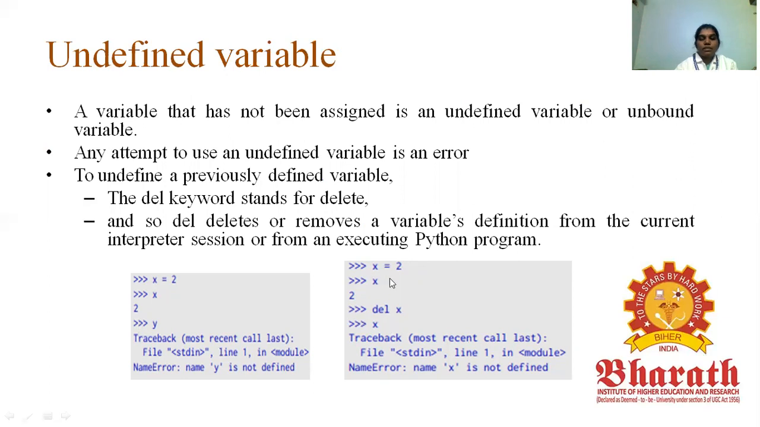Now look at the next example. x is equal to 2, so the value is assigned to the variable x, and we get the same result. It is already assigned some value to the variable. In the next line type del x. Here we are undefining, deleting the definition that was already defined. Del, space, followed by the variable name. So the definition is deleted. See the next line: when you type x, you'll get that it's not defined, which means there is no value in the variable.